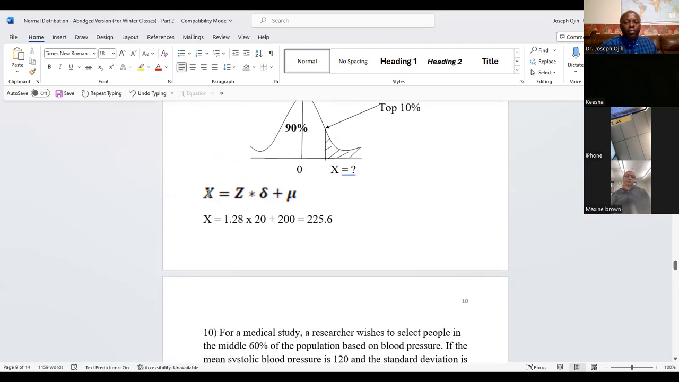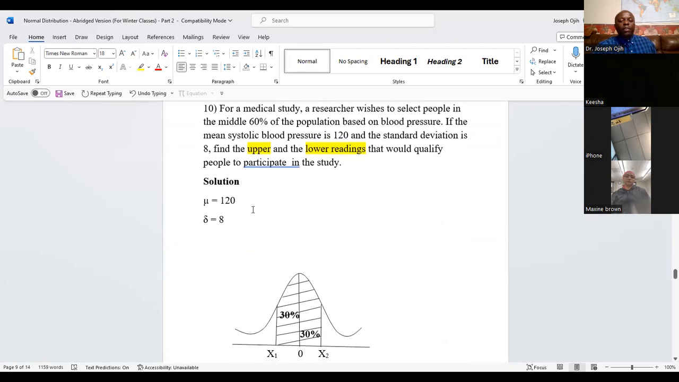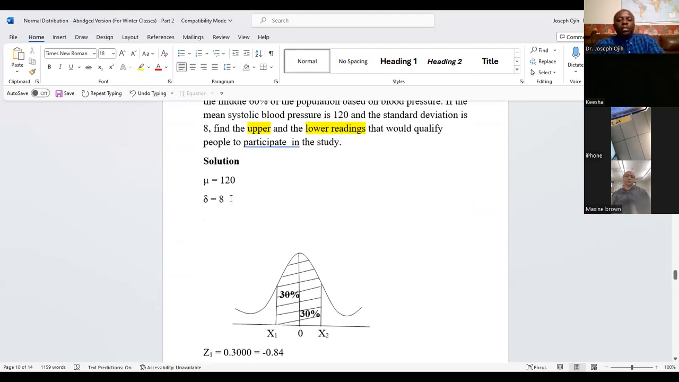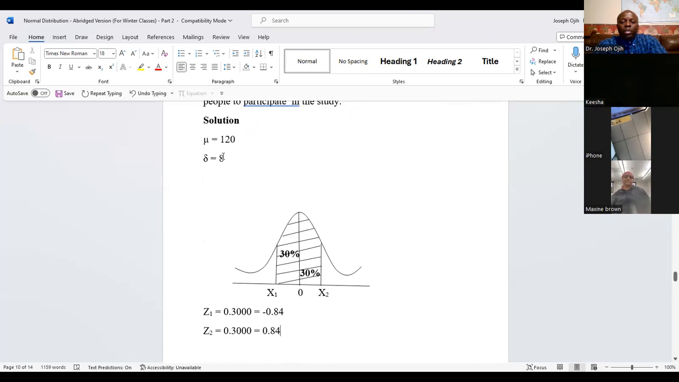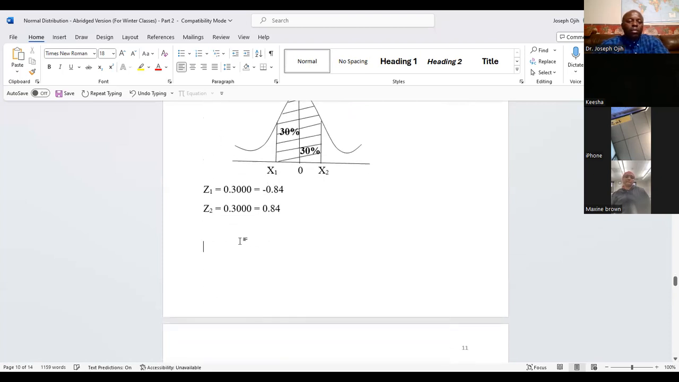So now with that, we can answer the questions using this formula. Let's modify it, make this one X1, Z1. So now let's find the upper and lower readings that will qualify people to participate in this study. We have our mean as 120, standard deviation as 8. So X1 will now become our lower reading, which is our X1. So X1 will now become Z1 times, I'm gonna make some adjustments.